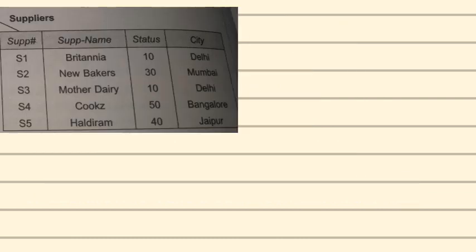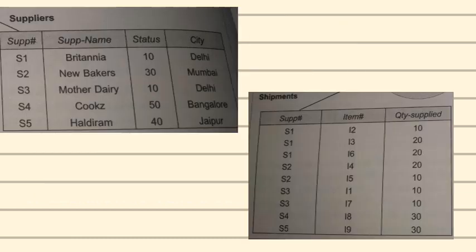So here you can see you have two tables available. One is the suppliers table and the other is the shipments table. In the suppliers table, SUPP is the primary key for supplier, and it contains the values S1, S2, S3. That is basically the unique IDs of that particular supplier. Similarly, item is the primary key for the items, and the combination of supplier and item is the key for the shipment relationship.